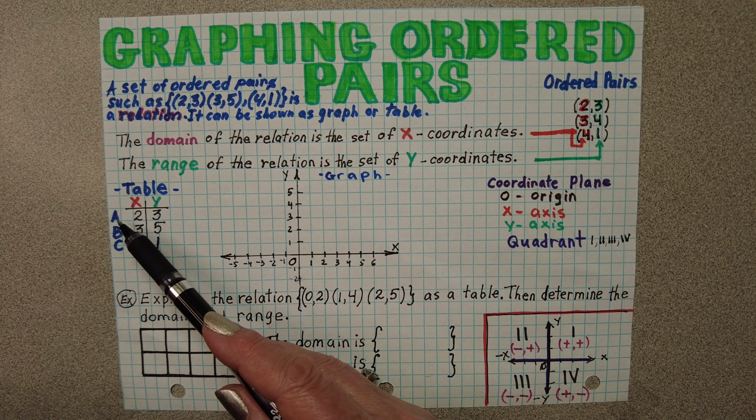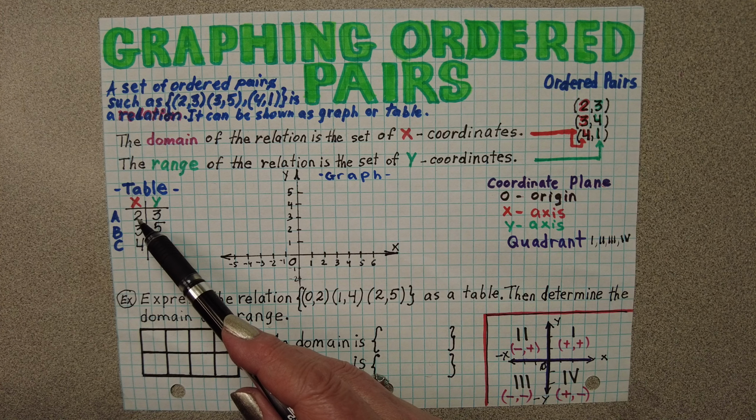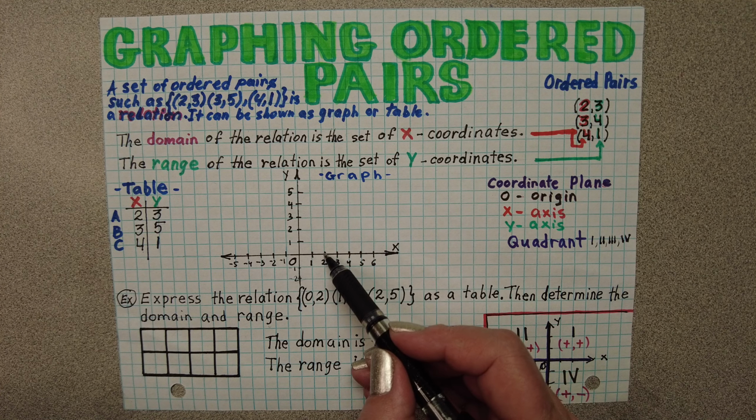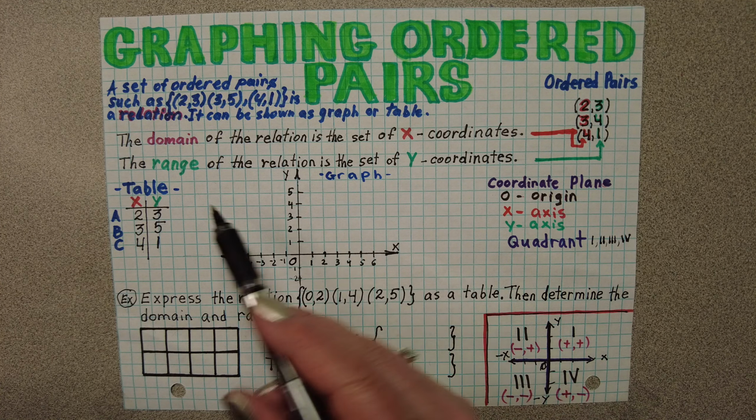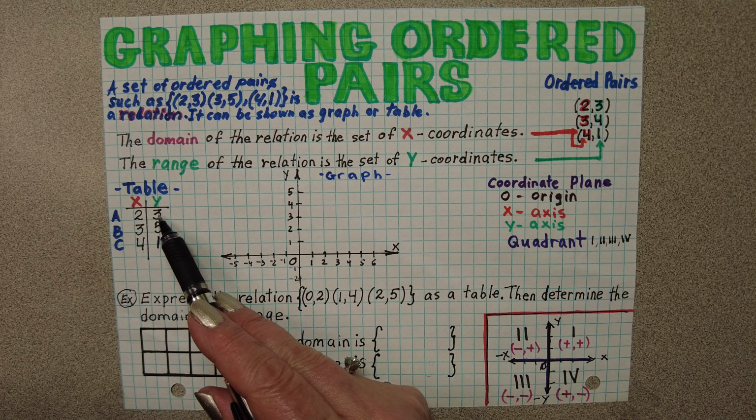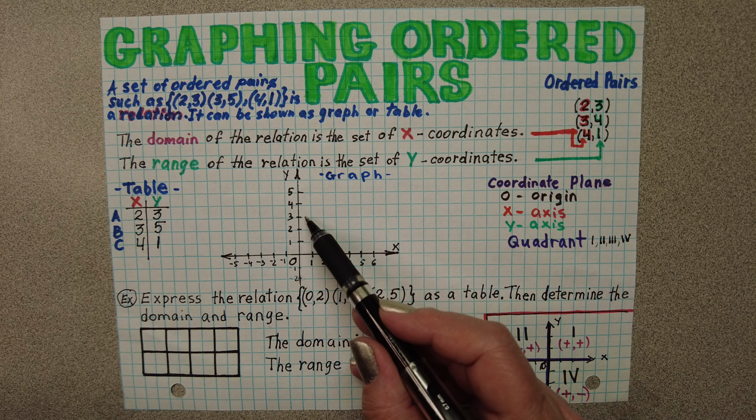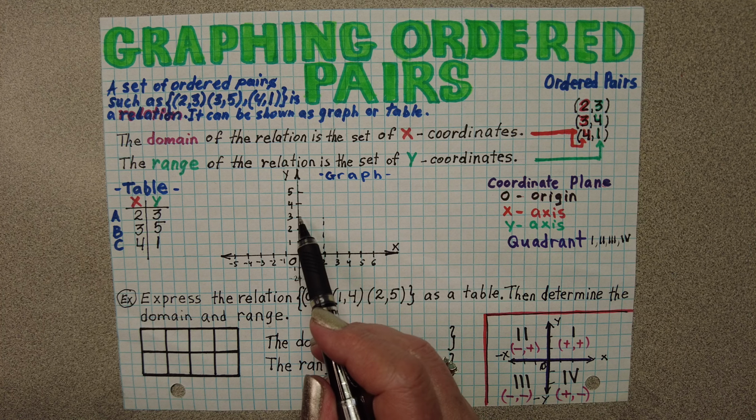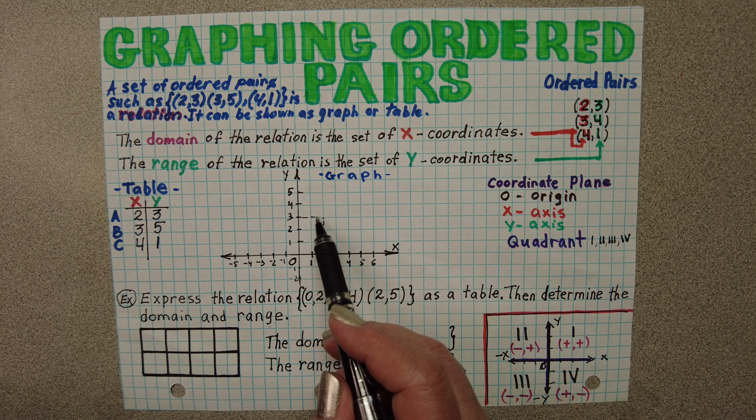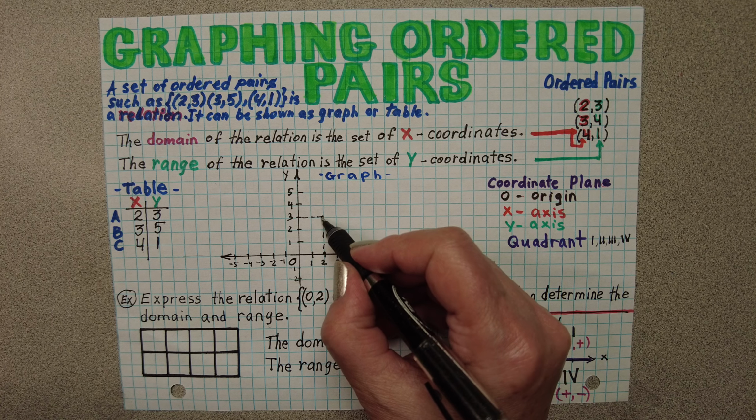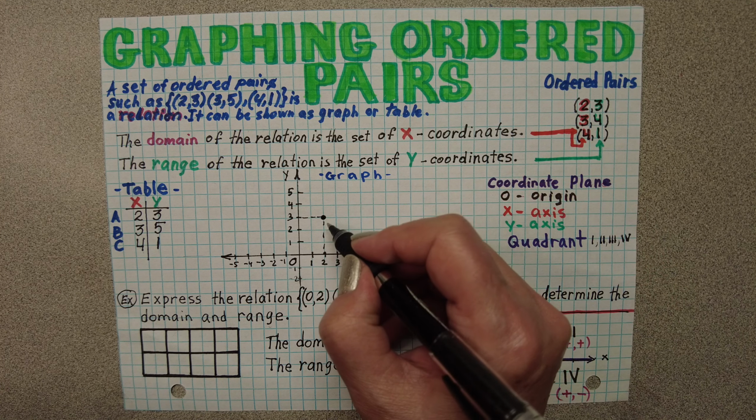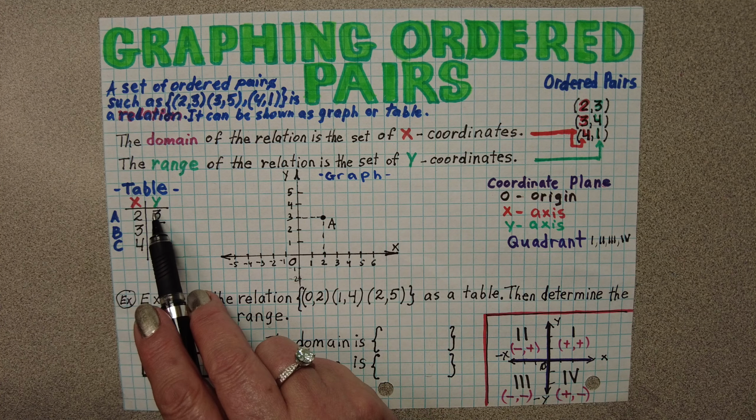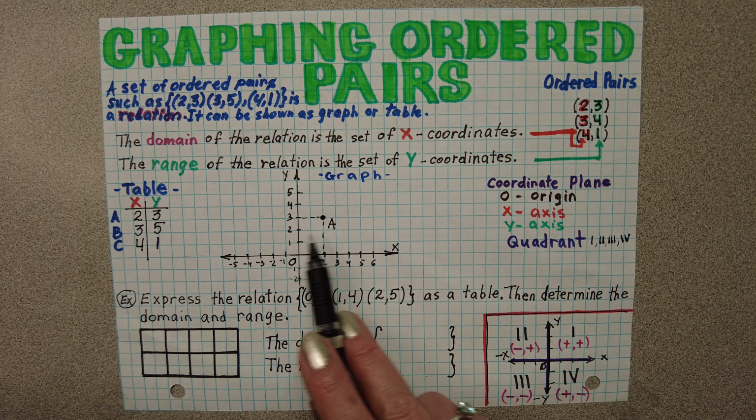Okay, let's find point A. It says x is 2. Let's find x is 2. 1, 2. This is positive 2. Y in this order pair, y equals 3. 1, 2, 3. So we come from positive 2 and we come from positive 3 for y. Wherever they meet each other, we call this point A. This is how we plot the ordered pair on the coordinate plane.